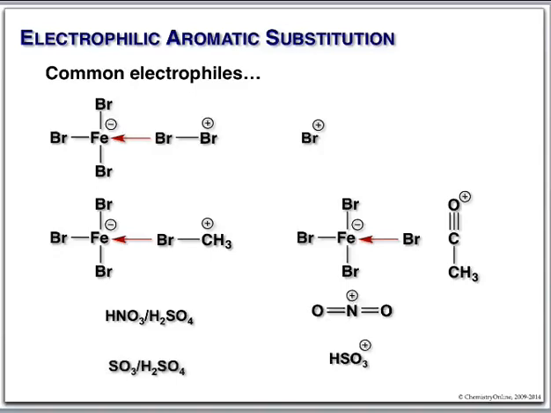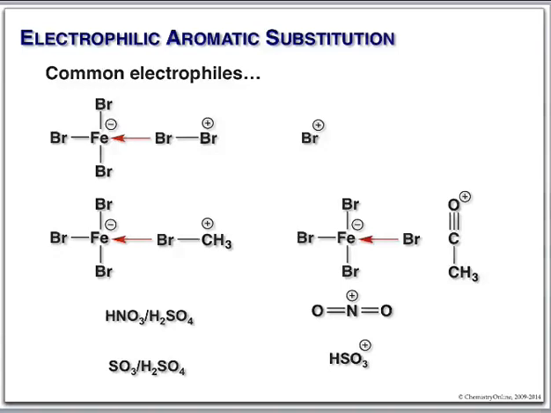Finally, we're also going to do sulfonation, using fuming sulfuric acid. Fuming sulfuric acid is sulfuric acid with SO3 dissolved in it. Very, very powerful stuff. What you do is simply protonate the SO3, make HSO3+, and this is our electrophile.